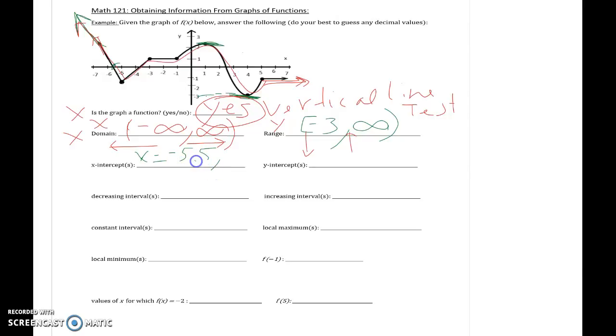Don't worry too much about getting that value exactly right. Like if you say, well, actually that looks a little bit more like negative 5.6 or negative 5.7, these problems are just practice to make sure that we know what these terms mean. So I think we're good with that one.